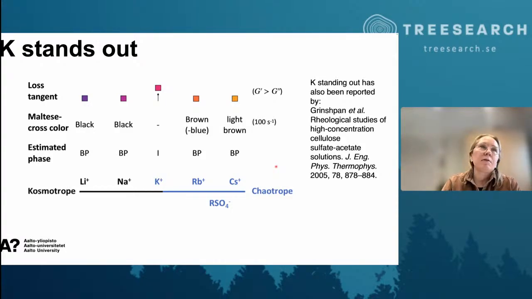And now here is a summary of some of our observations with the rheology, so the loss tangent, the color of this cross that you saw already, and the estimated phases, so either biphasic or isotropic. Then we of course have done quite a lot of other investigations regarding the properties, optical properties of this material, but those are still in the making, so to say.